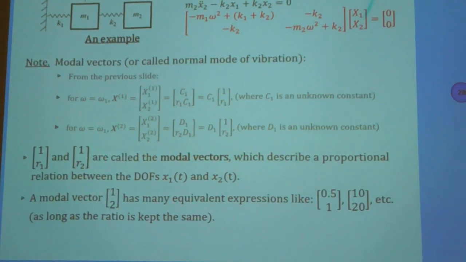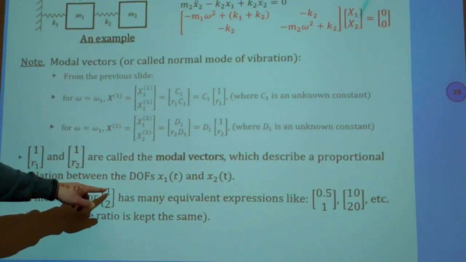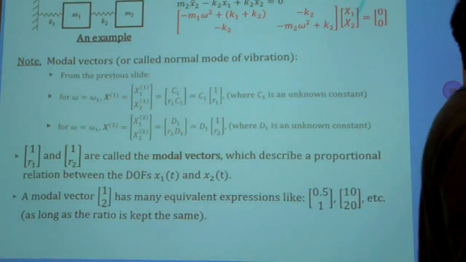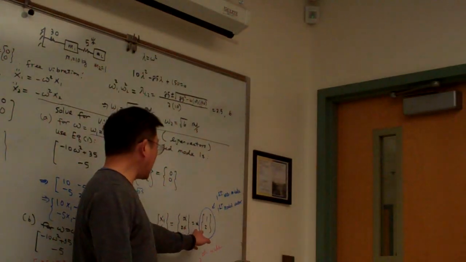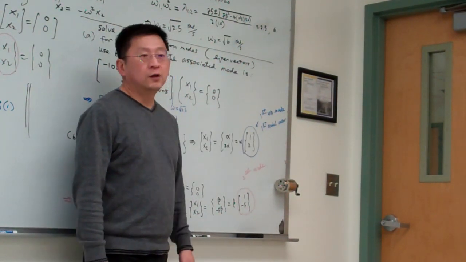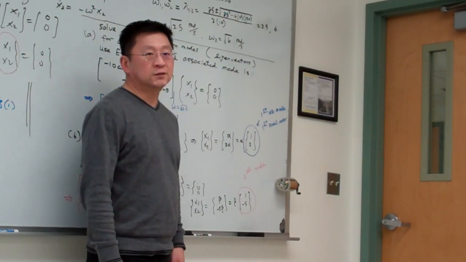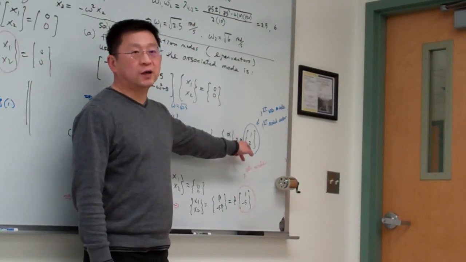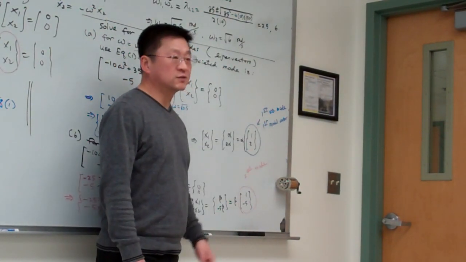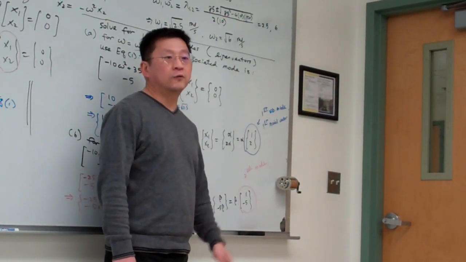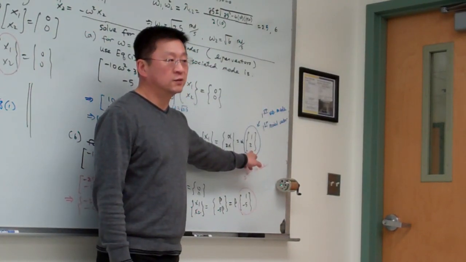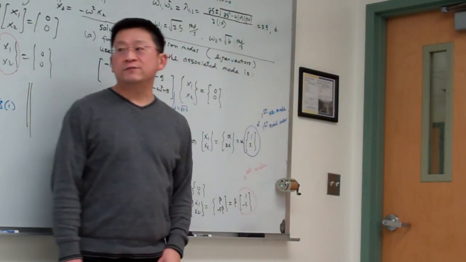Another note is this. For this modal vector 1, 2, there are so many equivalent expressions, really depending on how you select your alpha. For example, you can answer the first vibration mode is 1, 2, or you can give the answer 10, 20. It really depends on how you choose alpha to scale up or scale down. There are always infinite numbers of answers for describing a vibration mode, as long as the ratio of the elements stays the same.